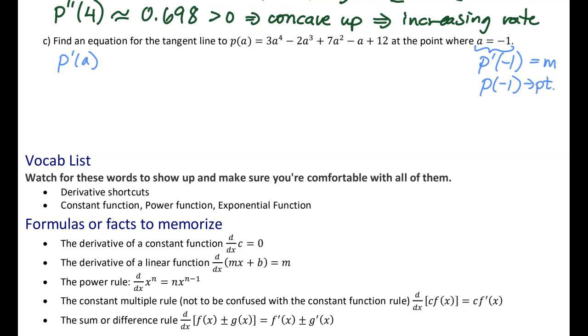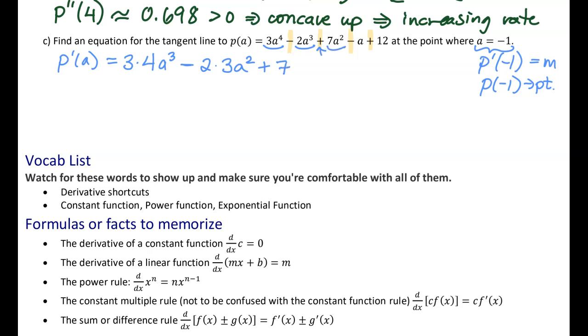So p prime of a, this is a bunch of addition, subtraction. So we can split that up into pieces. 3a to the 4th. The 3 is a constant multiple, so it just sticks around. The derivative of a to the 4th is 4a cubed. The minus sign that comes next is just going to carry through, as will the 2, which is also a constant multiple. The derivative of a cubed, that's another power rule. The 3 drops down. The new power is 3 minus 1. And then our plus carries through again. And we're on 7a squared.